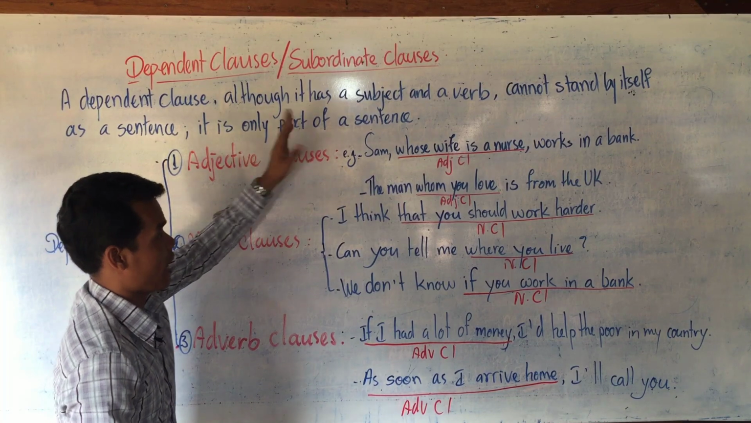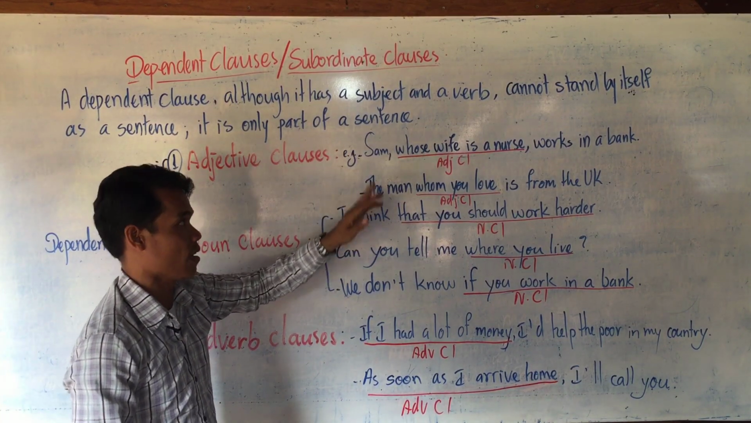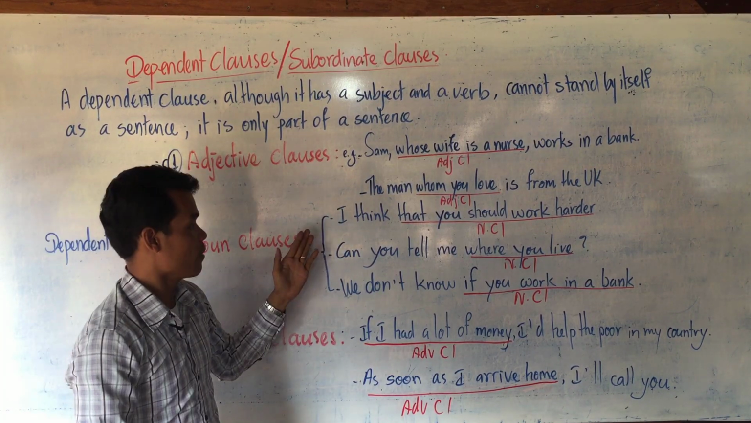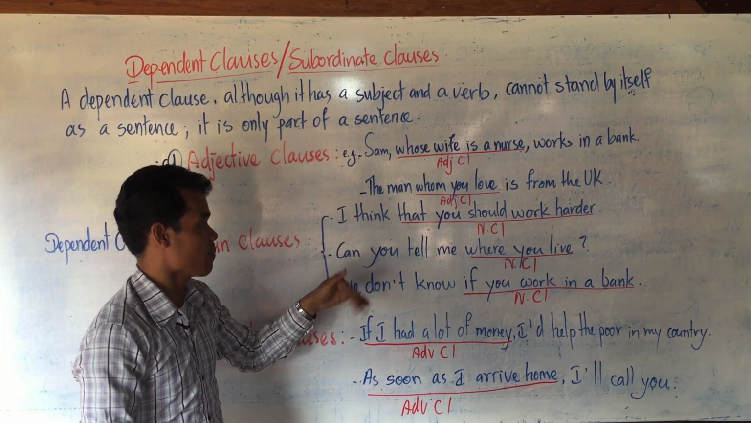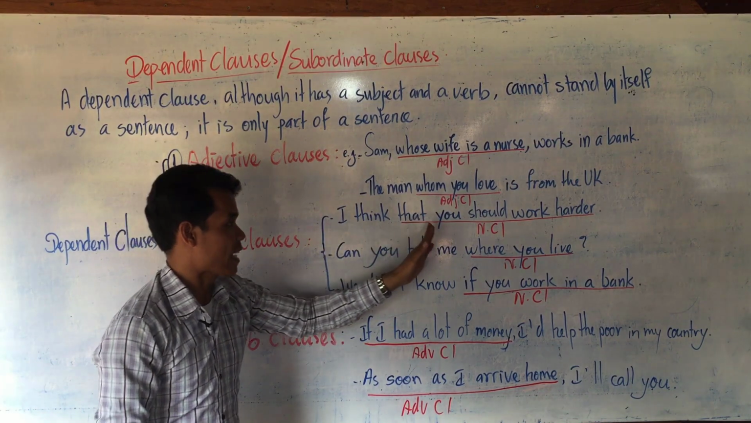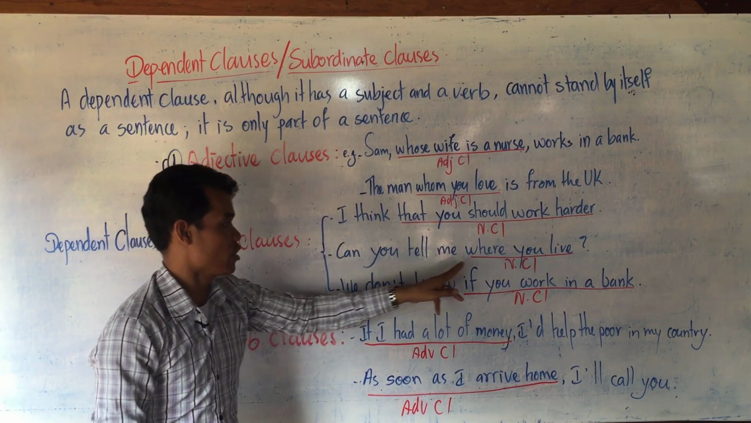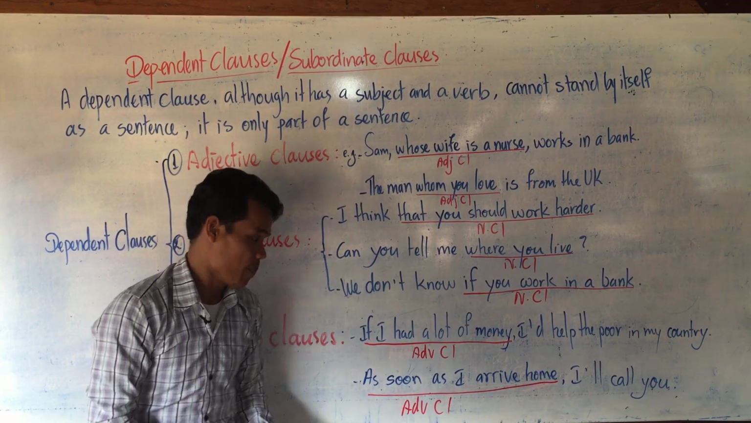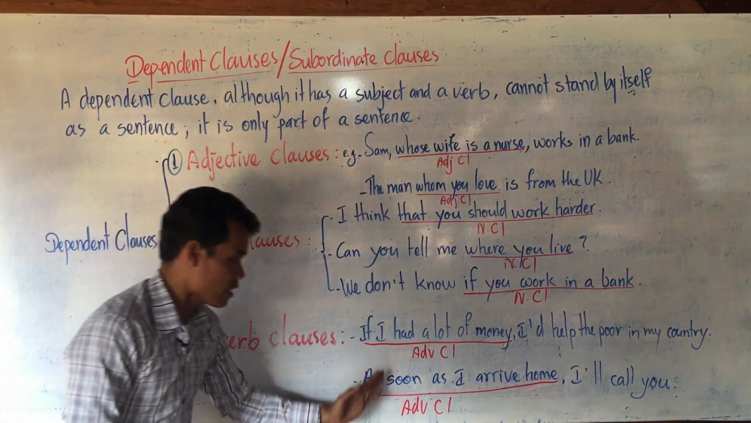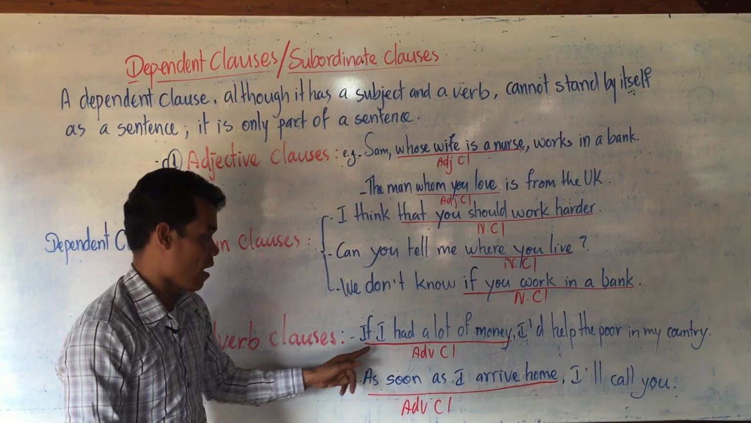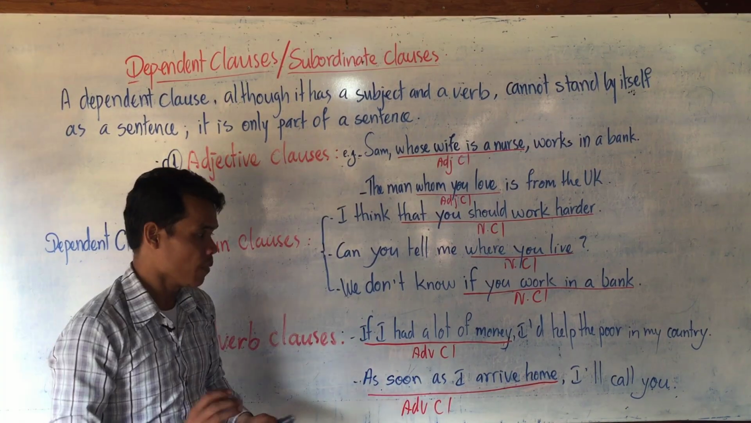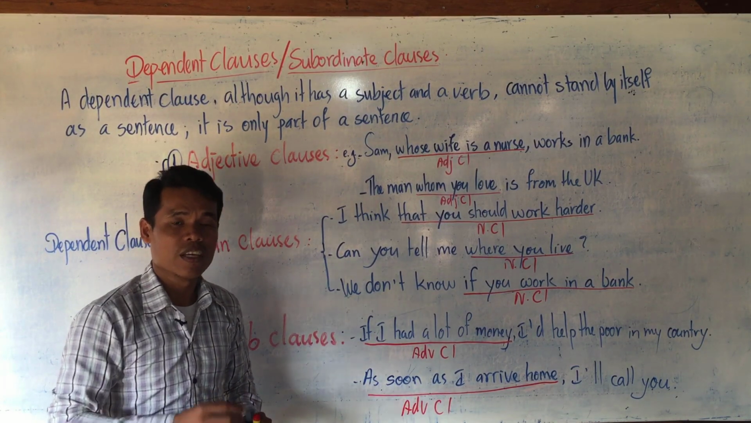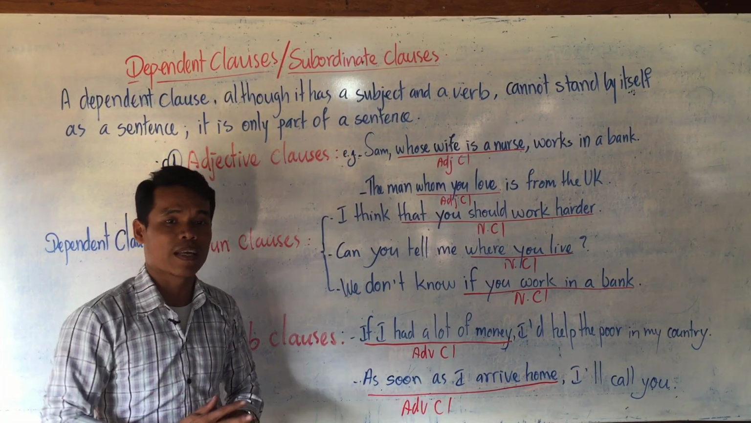Adjective clauses: here we have two examples of adjective clause, one clause with a comma, the other without a comma. For noun clause, we have three examples. One is that clause, number two is WH noun clause, and number three is if or whether noun clause. And for adverb clause, we have two examples here: adverb clause of condition and adverb clause of time. But there are more than two kinds of adverb clause. It can be 9, 10, 11, 12 or something like that.